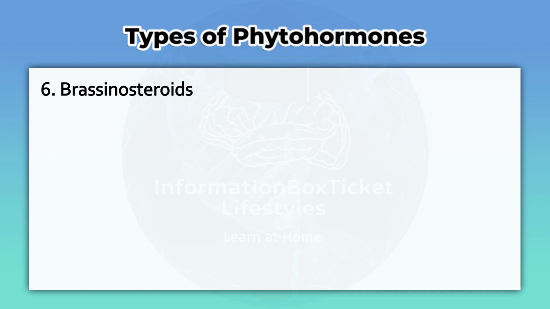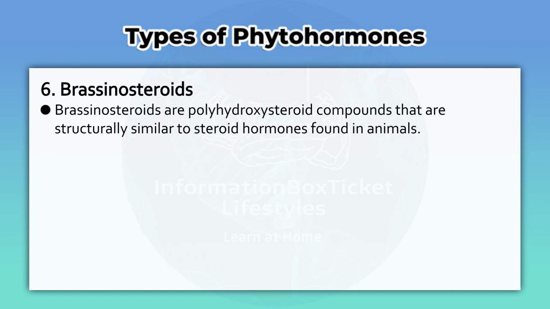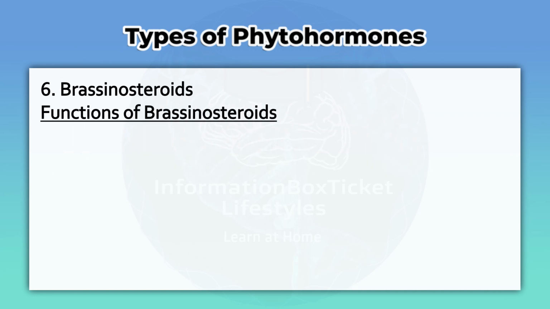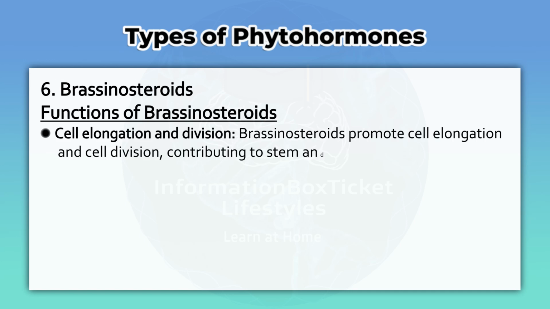6. Brassinosteroids. Brassinosteroids are polyhydroxysteroid compounds that are structurally similar to steroid hormones found in animals. They are widely distributed throughout the plant body and are especially abundant in pollen, seeds, and young vegetative tissues. Functions of brassinosteroids. Cell elongation and division. Brassinosteroids promote cell elongation and cell division, contributing to stem and root growth.